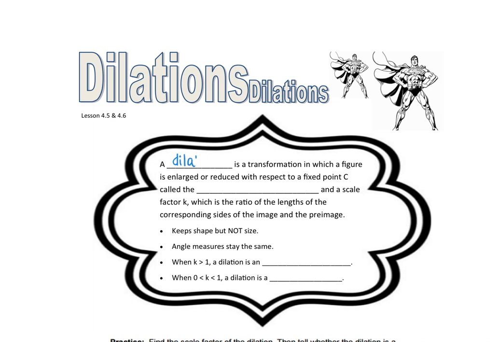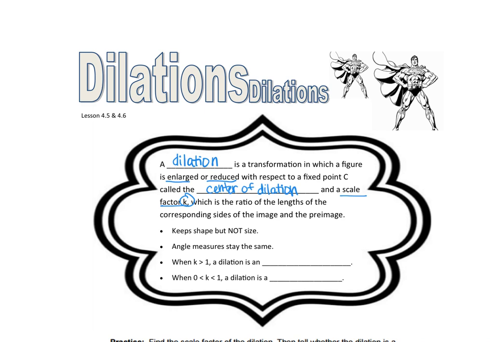A dilation is a transformation in which a figure is enlarged or reduced, so it can be getting bigger or smaller, with respect to a fixed point C, called the center of dilation, and a scale factor of K, which is the ratio of the lengths of the corresponding sides of the image and the pre-image. So a couple important things about dilations.